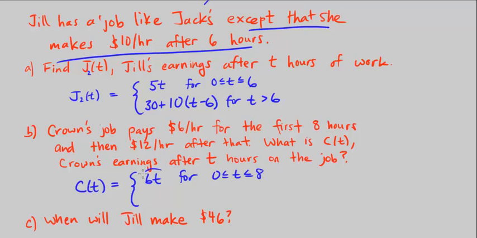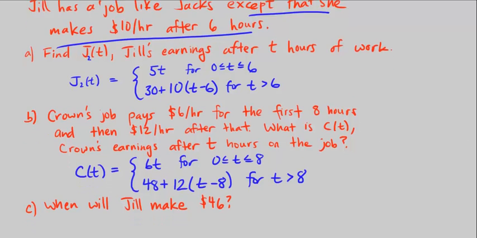And what is 8 times 6? Well, 8 times 6 is 48. So after that, he's going to be making 48 plus, and what's the income now? It's not $10 an hour, it's $12 an hour. And where does he start? t minus 8, right? t minus 8 hours. This is for t is greater than 8. All right?